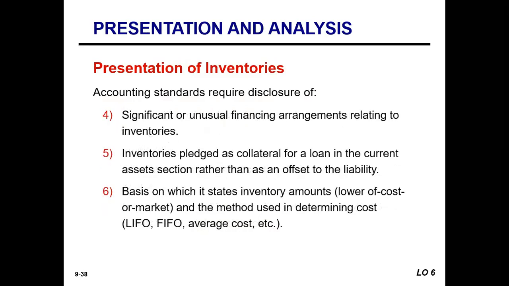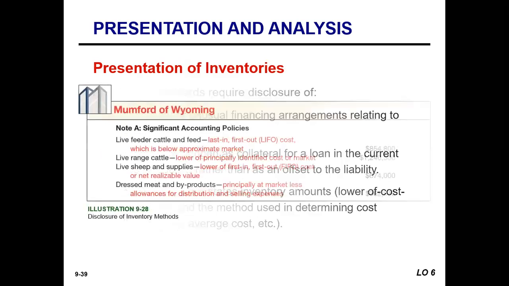Significant or unusual financing arrangements should be disclosed related to inventory. If any inventories are pledged as collateral in a loan, or in some other type of way to offset a liability, that should be disclosed. And then whichever basis the inventory is used, whatever method we use to state the inventory accounts and determining the inventory amounts should be disclosed as well.